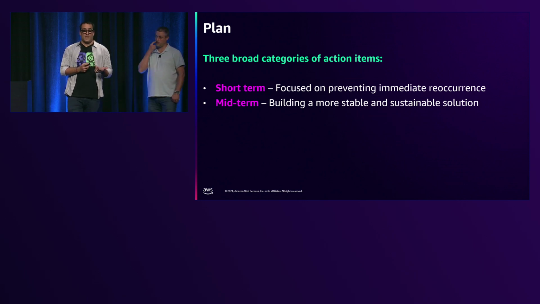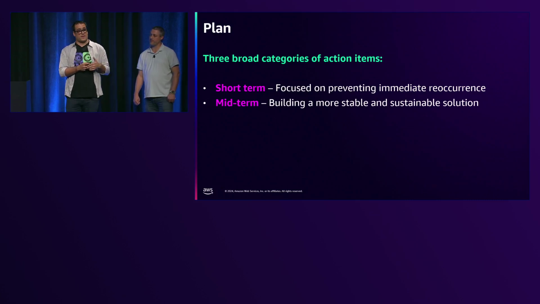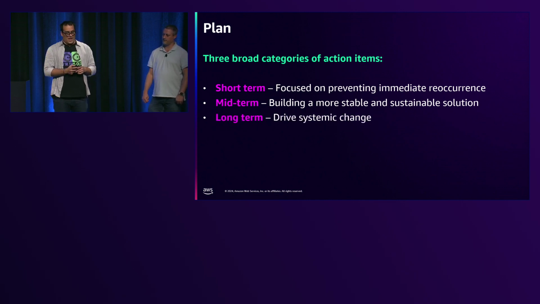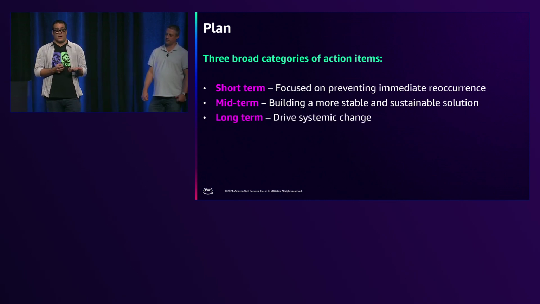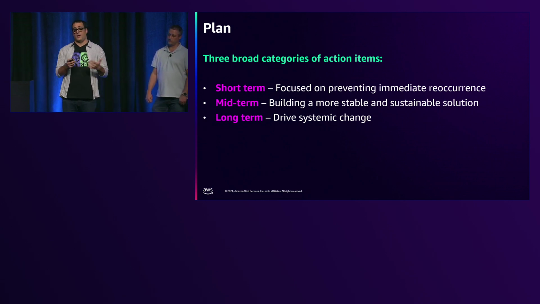They tend to be delivered in days, weeks, sometimes, rarely, months. And they are just more stable solutions, more often fully automated solutions that ensure that if the same triggers verify, then the event will not just reoccur the way it happened the first time. And third category, we have the long-term action items, the ones that drive systemic change and completely eradicate one reason for failure.